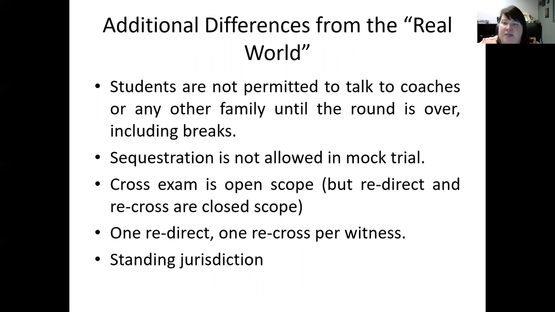Some additional differences to make sure you're aware of from the real world. Students are not permitted to talk to coaches or any other family until the round is over, including breaks. Sequestration of witnesses is not allowed in middle school and high school mock trial in Iowa. Cross-exam is open scope. So the first cross that any student attorney has is a completely open scope, but redirect and recross are going to be that closed scope like we're used to. Each student attorney is limited to one redirect or one recross per witness. So you can have a direct, a cross, a redirect, a recross, they're done. Doesn't matter if they think they have more to say, they are done.